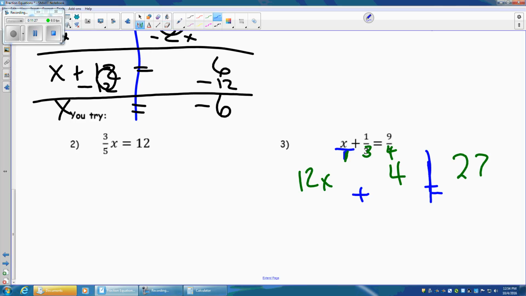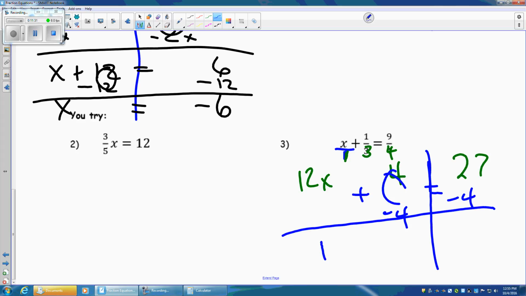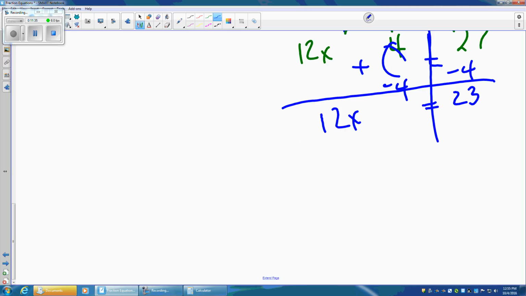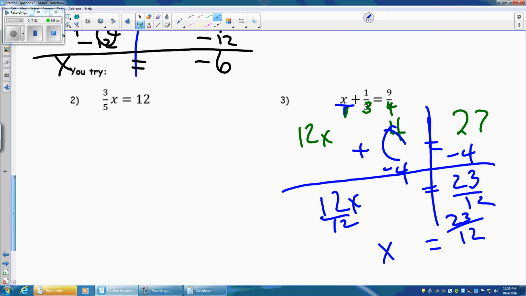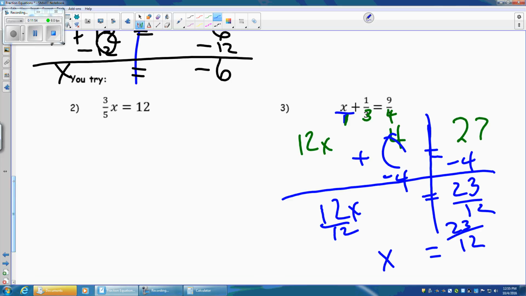So I'm going to subtract 4 on each side. And I'm going to get 12x is 23. I think they really wanted to say 24. I'm going to divide both sides by 12. And x is whatever the heck 23 divided by 12 is. They might give you a calculator or not. If not, just leave it as 23 over 12. Okay? If you want to pause it and try number 1, or number 2, feel free. I'll give you a second to do that.